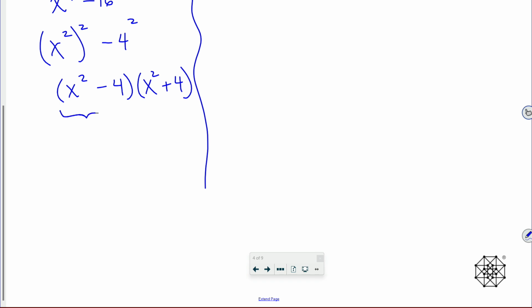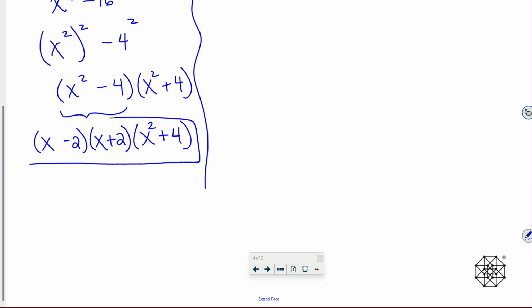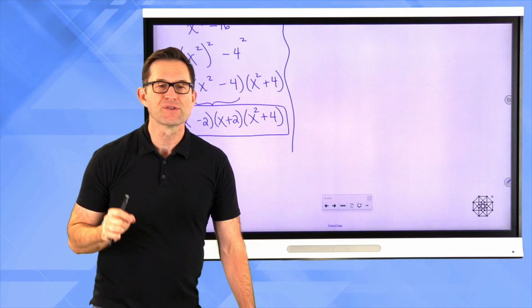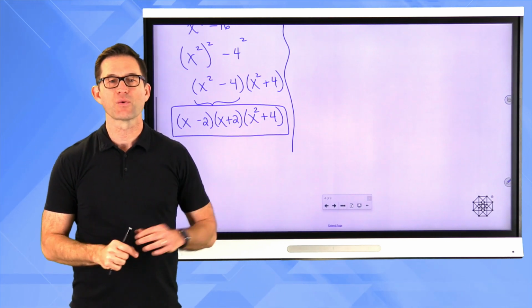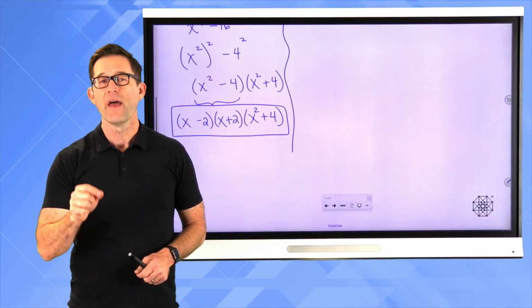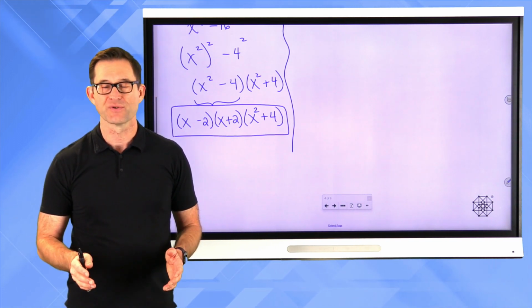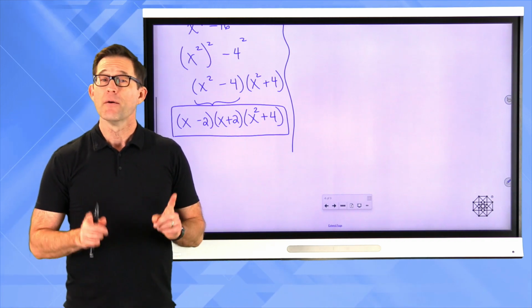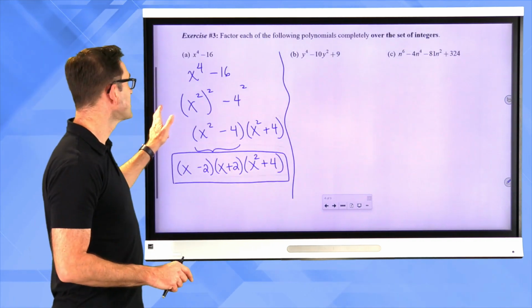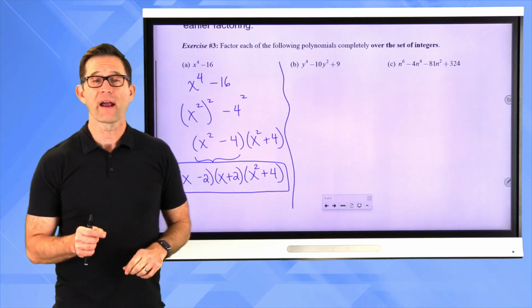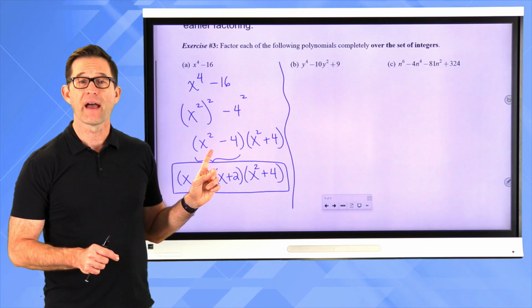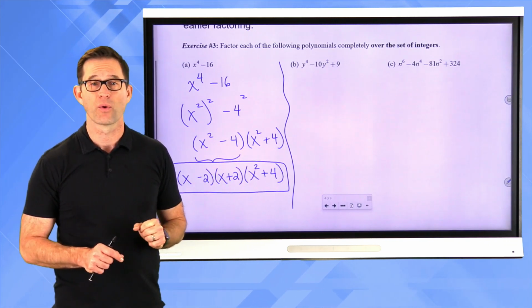X squared minus 4 is again the difference of perfect squares, so it can be factored as x minus 2 times x plus 2. But then I'm going to have to leave x squared plus 4. If all I can use are integers, then I cannot factor x squared plus 4, just as I couldn't factor x squared plus 9 in the last exercise. So this is it. I'm done. But I had to recognize that x to the 4th minus 16 could be factored as the difference of perfect squares, x squared minus 4 times x squared plus 4.